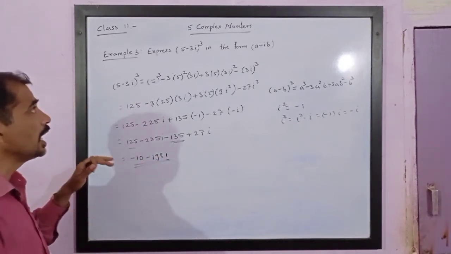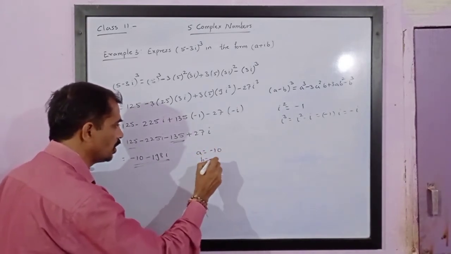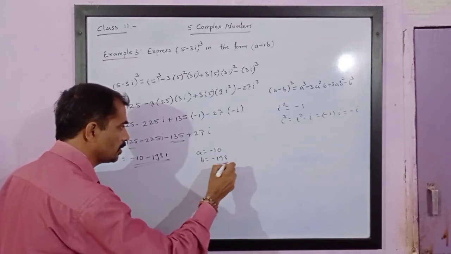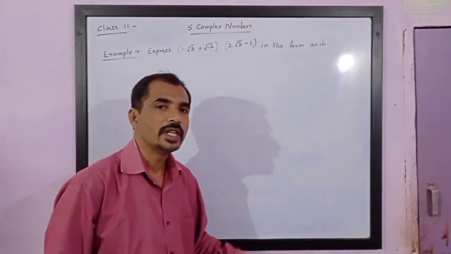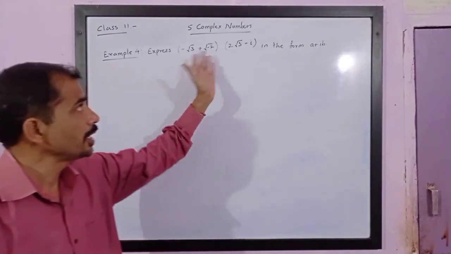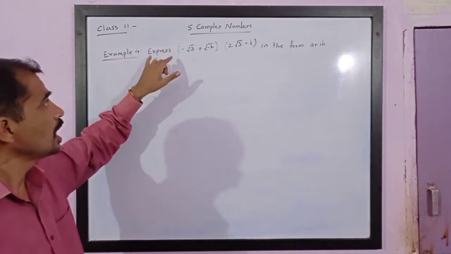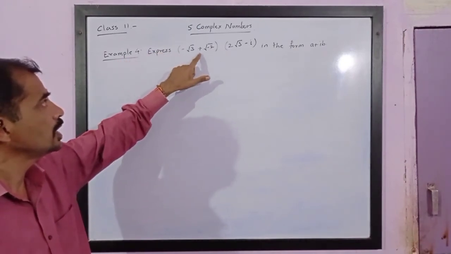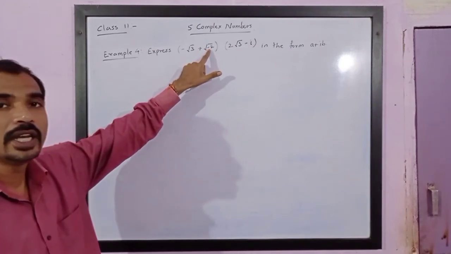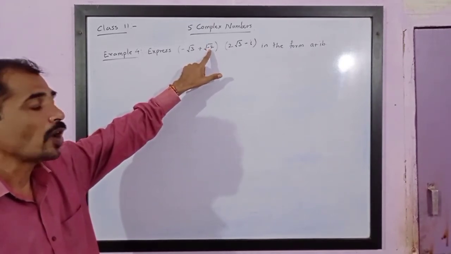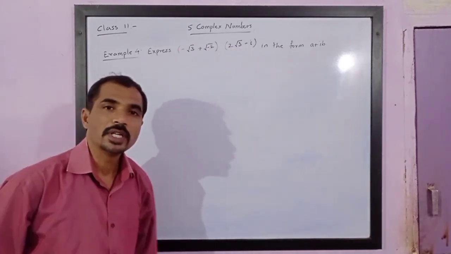Please note, here a is equal to negative 10 and b is equal to negative 198. We already studied that algebraic identities are applicable for complex numbers as well. So here in fourth question we are asked to express negative root 3 plus root of negative 2, multiplied by 2 root 3 minus i, in the form of a plus ib.